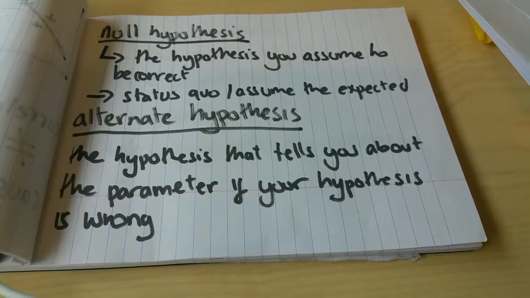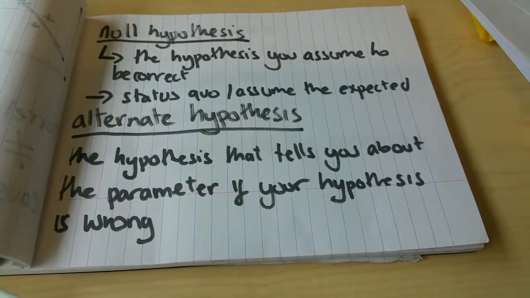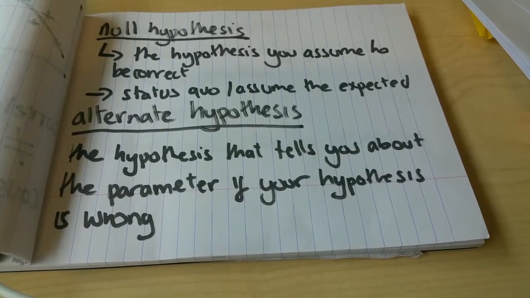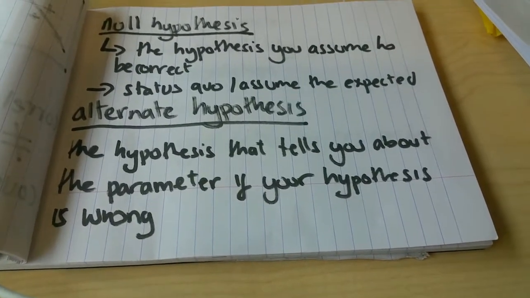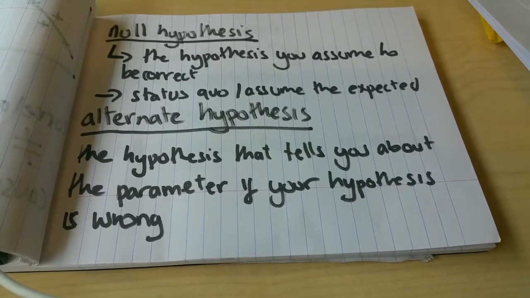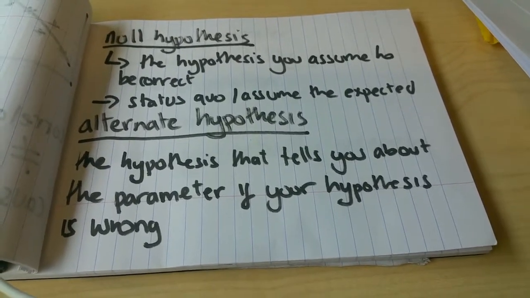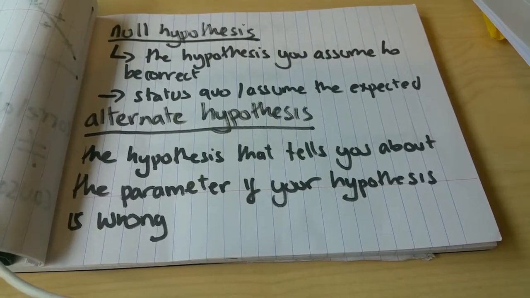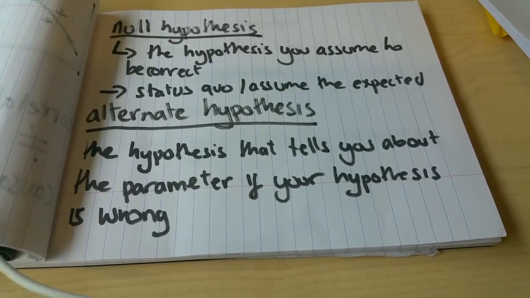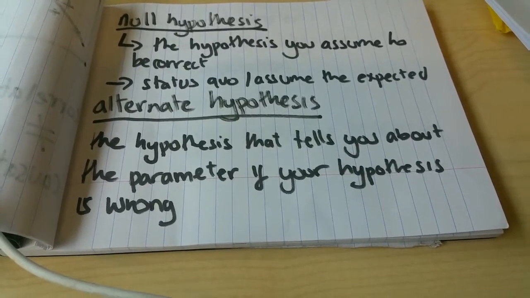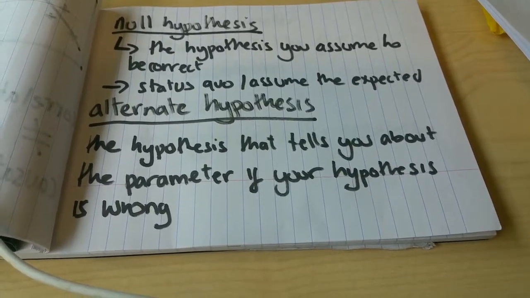So imagine your null hypothesis would be that a Smartie is sweet. Yeah? Because in general, Smarties are sweet. You wouldn't expect them to be salty or vinegary or anything like that. Similarly, your null hypothesis might be that in, say, November, there'll be rain somewhere in the United Kingdom. You'd assume that to be correct. Yeah? So your null hypothesis is generally what you'd assume to be correct, and you generally assume the expected.